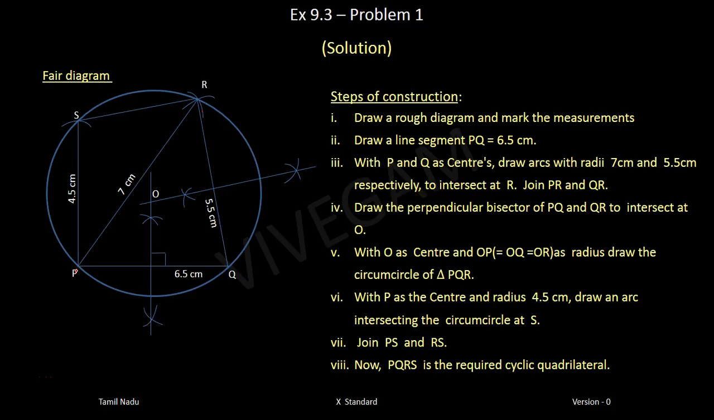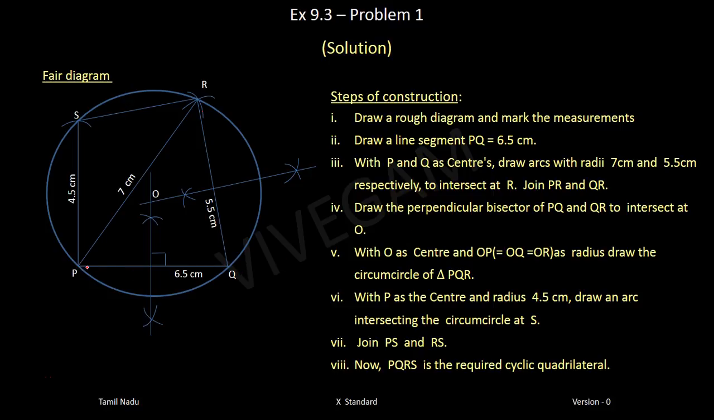So what did we do? With P as a center and radius of 7 centimeter, we drew an arc. Similarly, with Q as a center and radius of 5.5 centimeter, we drew one more arc. They both intersected at one point, and that is R. Then we joined PR and QR. Right? What's the next step? Draw the perpendicular bisectors of PQ and QR to intersect at O.